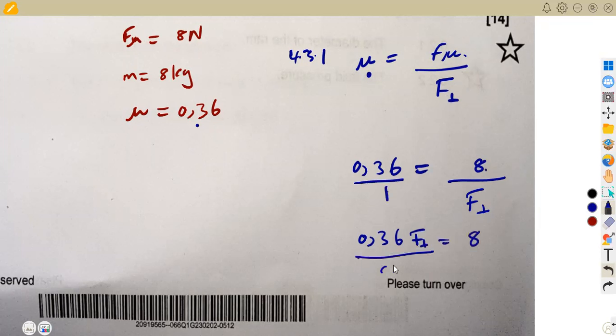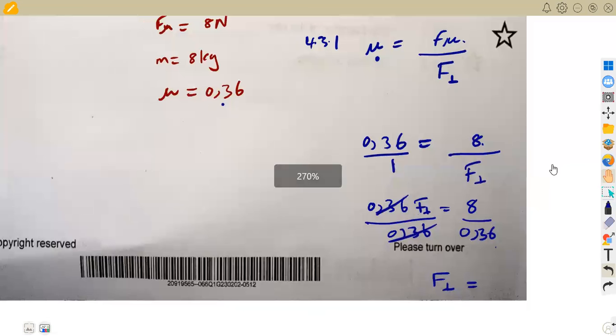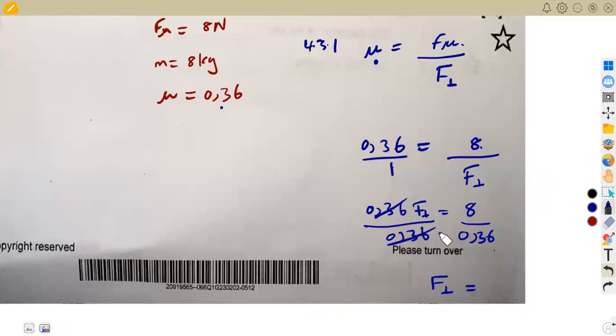So you can divide both sides by 0.36 so that we obtain the value of the perpendicular force in this case. So the perpendicular force is 8 divided by 0.36. If we divide 8 by 0.36, we are going to obtain 22.222 Newton. All right, that was the question.